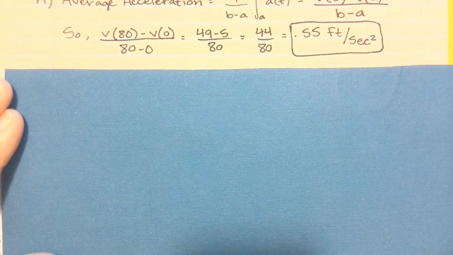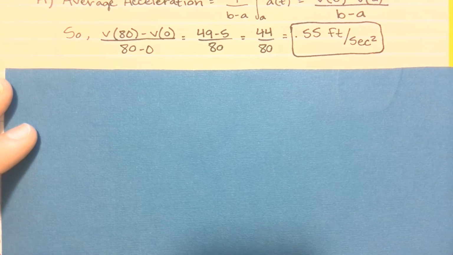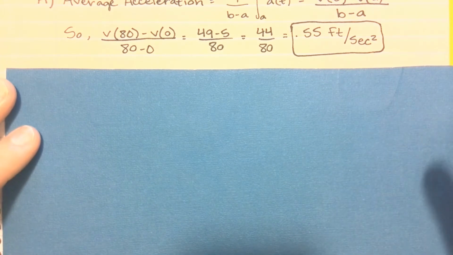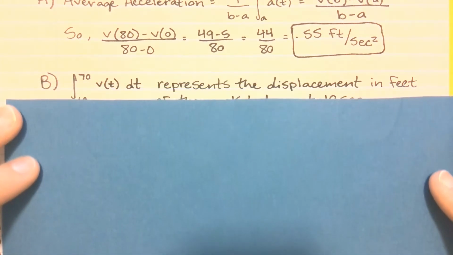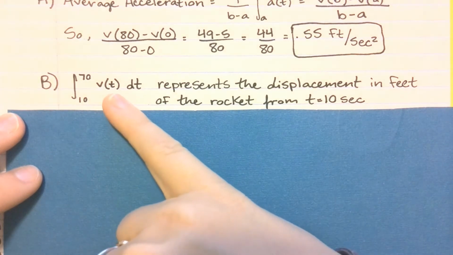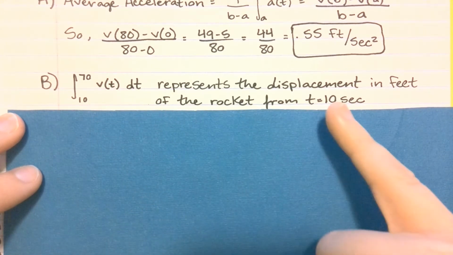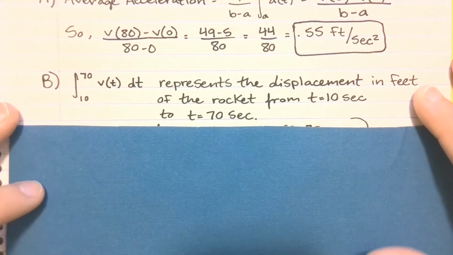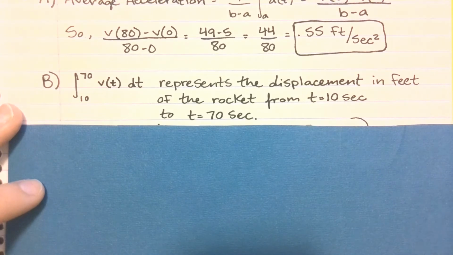Part B asks us for an interpretation of the integral from 10 to 70 of v of t in terms of the rocket's flight. So instead of taking the integral of acceleration, we're taking the integral of velocity. And if we remember back to particle motion, anytime we take the integral of velocity, we're either talking about displacement or total distance. In this case, it's kind of both because the rocket is still traveling upward, but just to be safe, because it doesn't have that absolute value, we can go ahead and say it represents the displacement in feet of the rocket from 10 seconds to 70 seconds. So it actually is the total distance, but it's the displacement from that 10 seconds to 70 seconds.